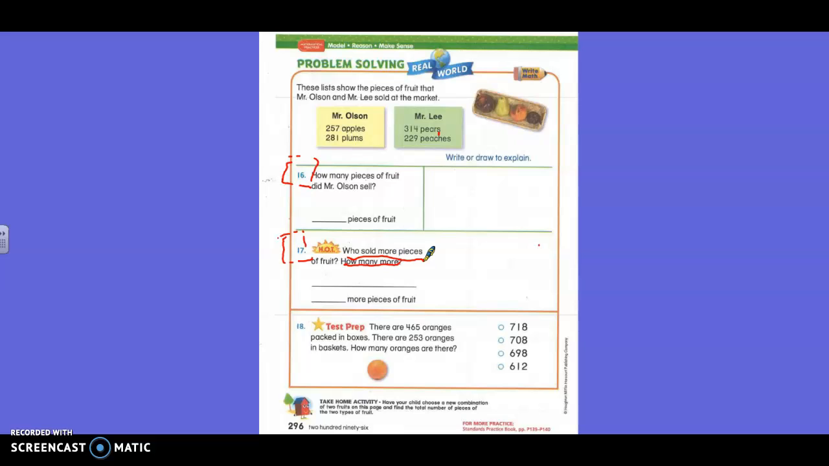You are trying to find out what Mr. Olson did right here. Mr. O. You're going to add two numbers. Down here, you're going to have to find Mr. Lee. Okay? You're going to add his two together and find out what he got. When you find the answer to Mr. O and then to Mr. Lee, you're going to subtract those two. Okay? That's what you're doing.